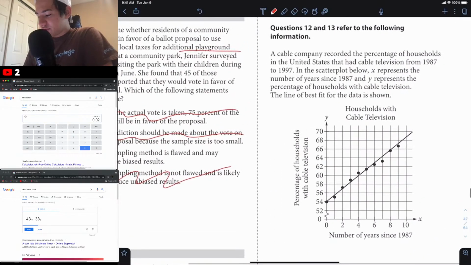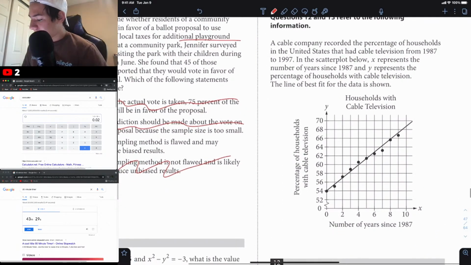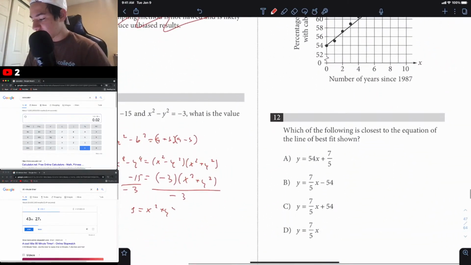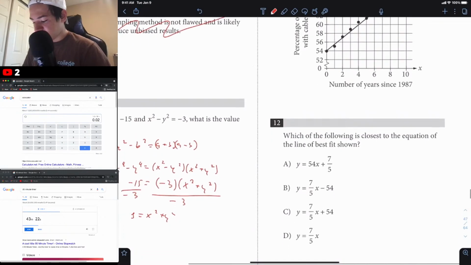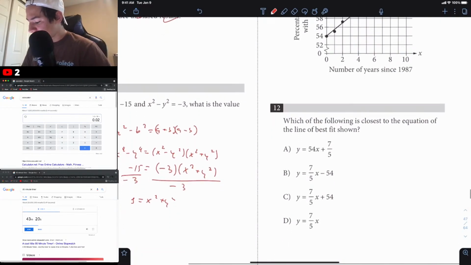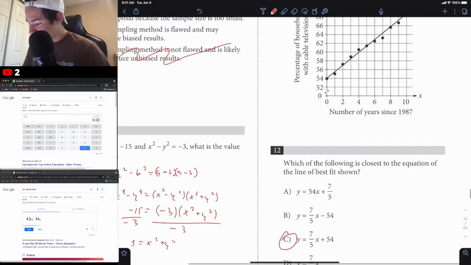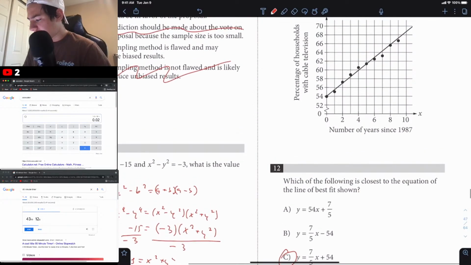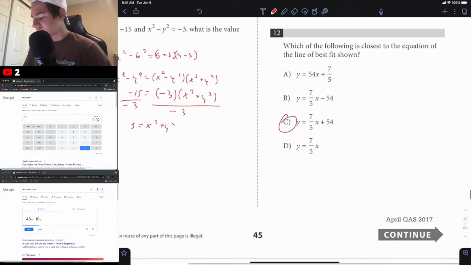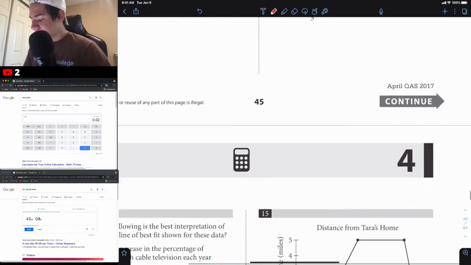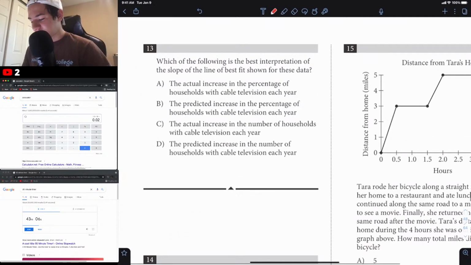Okay, questions 12 and 13 refer to the following information. A cable company, okay, whatever. Which of the following is closest to the equation of the line of best fit shown? So we have a y-intercept of about 54. So I would definitely say it's C. Definitely C. I don't know why they had these other answer choices.